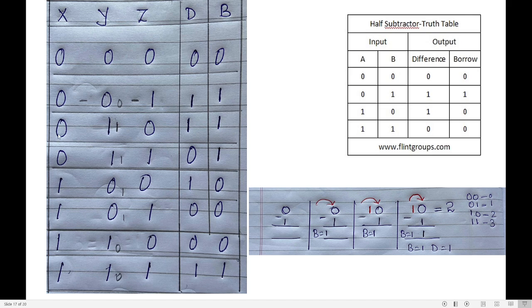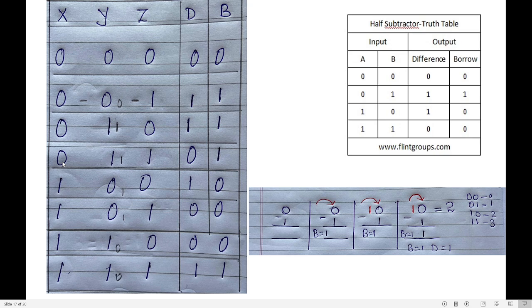Now go to the next step. 0 minus 1. What is 0 minus 1? Difference 1, borrow 1. So first I write the borrow here. I write the intermediate result, difference, here 1. So 1 minus 0. See, what is 1 minus 0? 1 minus 0 is 1. So write 1 here. Clear?